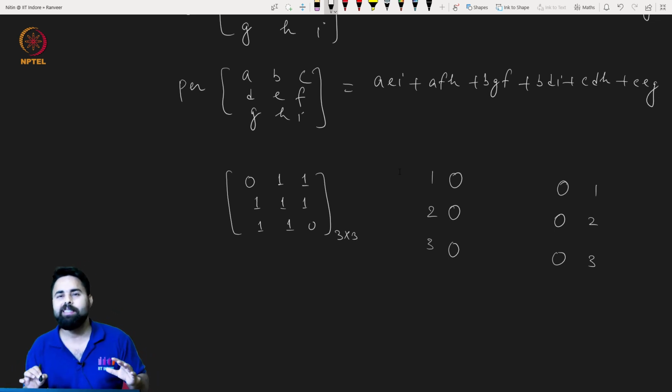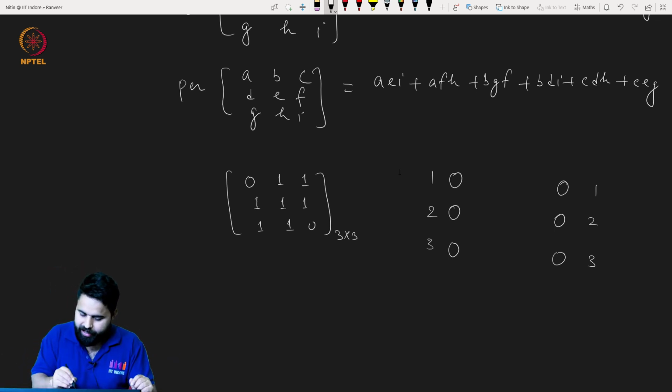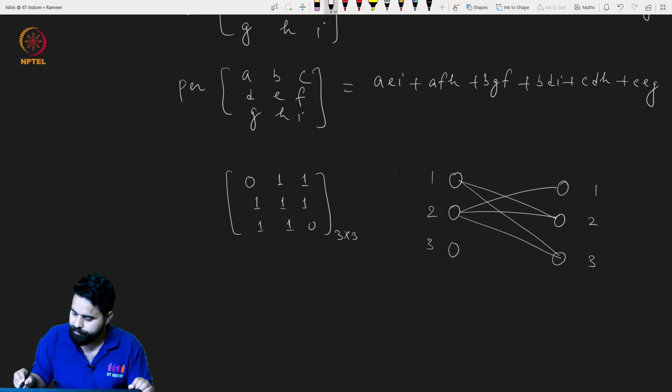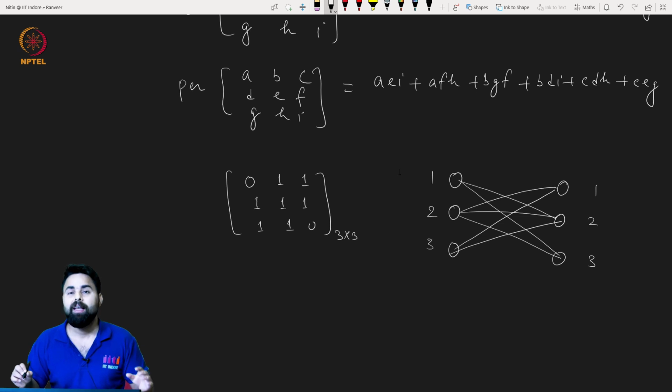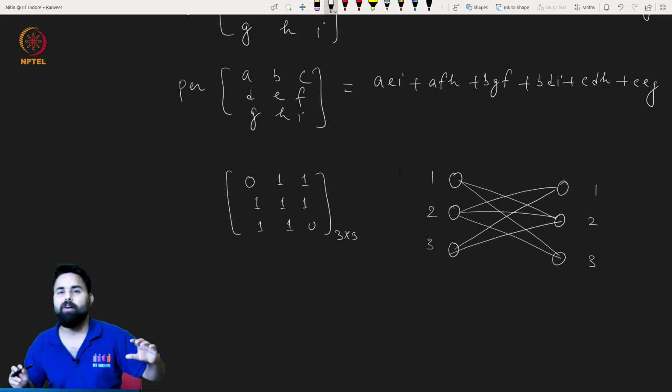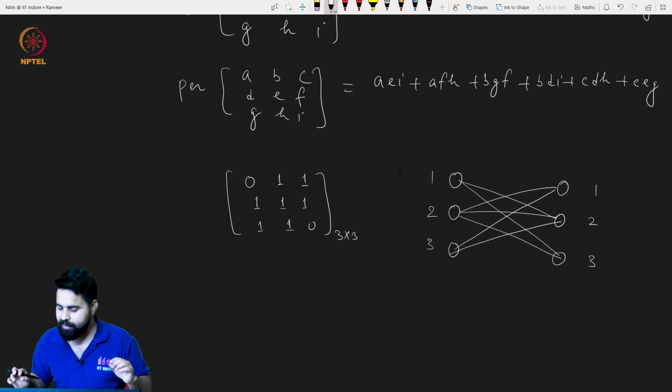Now based on the entries in this matrix, I will make edges here. So 1 is not connected to 1 because of the 0. Now 1 and 2 has 1 here, so the 1, 2th entry has 1, so let me make an edge 1, 2. Similarly 1, 3. Then 2 will have an edge with every one, and 3 will have an edge with 1 and 2. We will see that this is a bipartite graph where there are 2 sets of vertices. Inside any set there is no edge, all the edges go from one set to another set. This is a very famous graph.